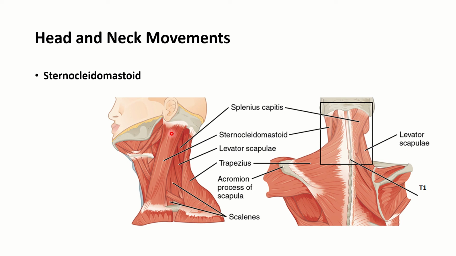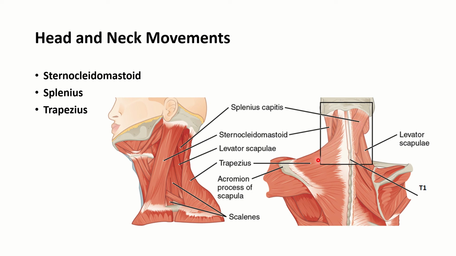And if one of them contracts, the head moves to the other side. So when you're saying no, you are contracting the sternocleidomastoid muscles alternately. So the function of this muscle is for saying yes and no, moving the head side to side and also flexing the head. The splenius muscle is located in the posterior part of the neck and can cause extension of the neck, so moving the head backward.